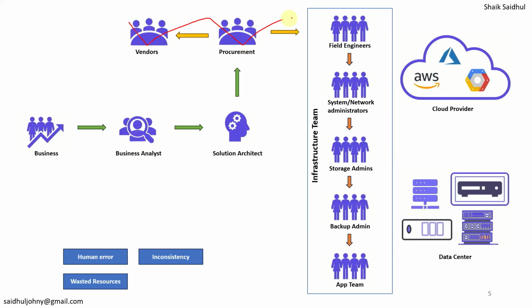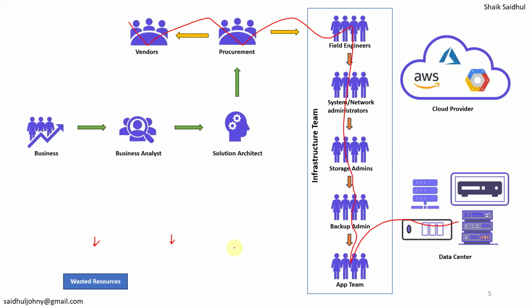These many teams are not there. Right? When you do not have these many teams, the human error will be less. The inconsistency in the environment will also be lesser. So the human error is lesser and the inconsistency in the environment will also be less.